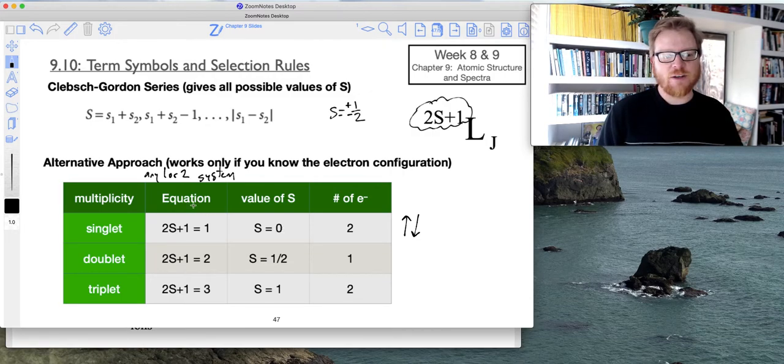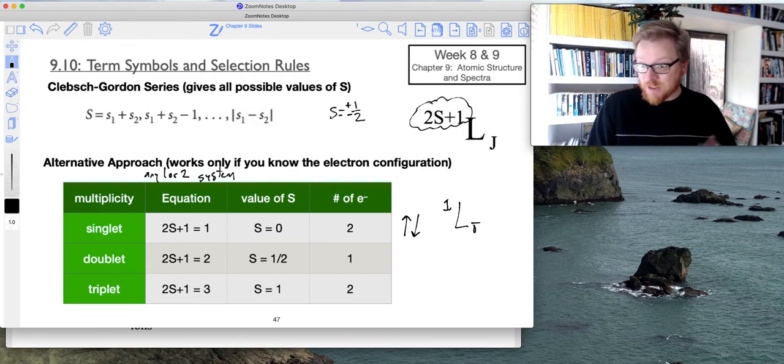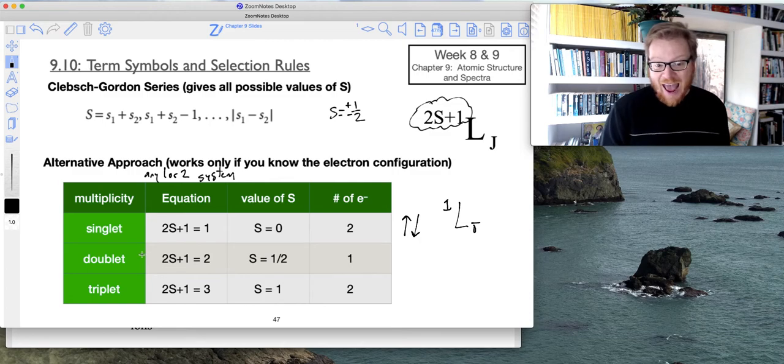And if S is equal to 0, 2 times 0 plus 1 is 1. And so on my main term here, if I wrote 1, and then I'm just going to write L and J, that number 1 tells me I have a singlet. So we don't have to do this 2S plus 1 if you already know the electrons are paired. If you already know the electrons are paired, that's a singlet, and we can automatically just put a number 1 right there. If we have a doublet, S is equal to 1/2, right? Only 1 electron. And so 2 times 1/2 plus 1 is 2. All right? So there's our doublet.